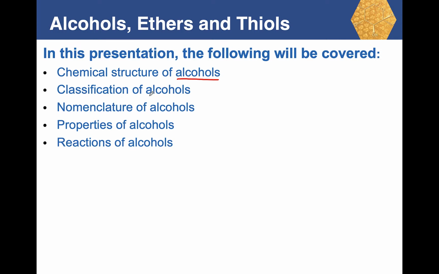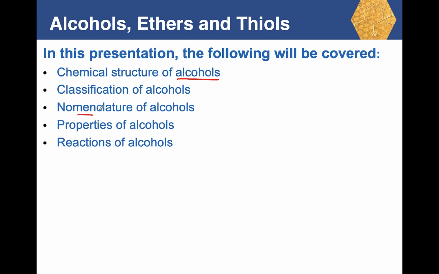Next we look at the classifications of alcohols. As you can imagine, there are literally thousands of different alcohols in organic chemistry. So we can classify them into different groups so we can appropriately study them. Next, we'll look at the nomenclature.